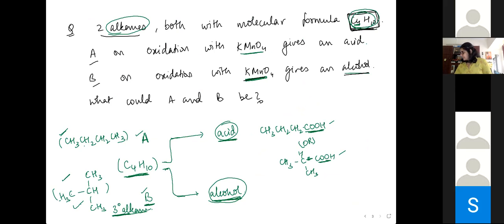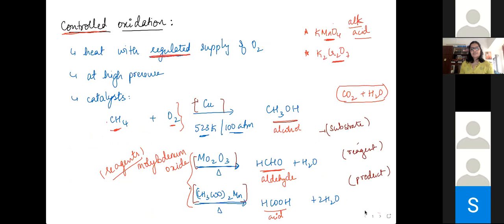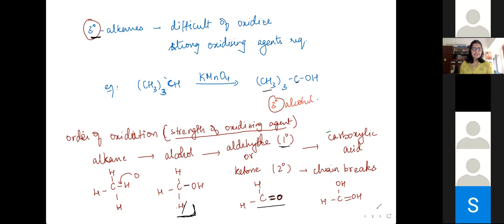Cool. So for other oxidizing agents with tertiary, we won't end up with alcohol. You won't end up with any sort of oxidation only. Okay. So to oxidize tertiary, you need a really strong oxidizing agent for that. Okay.